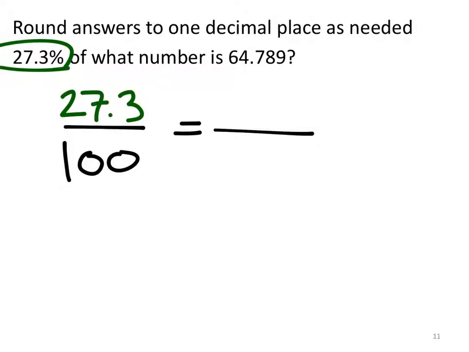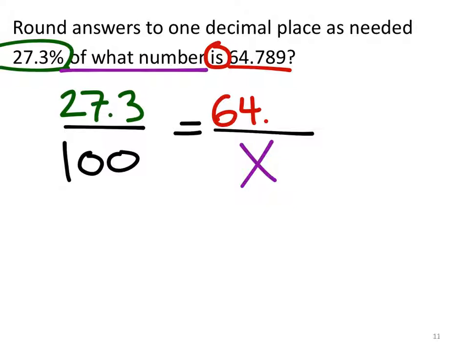So this brings us to which one is the part and which is the whole. Some of you notice that it says of what number, and it didn't give us that number, so we know that is the whole, which is the denominator for the other fraction. But something else that hopefully may be helpful is the word is, even though I look for the word of. You may look for the word is. If you find the word is, the number after it is generally the part. So this would be the part, which is in the numerator, 64.789.